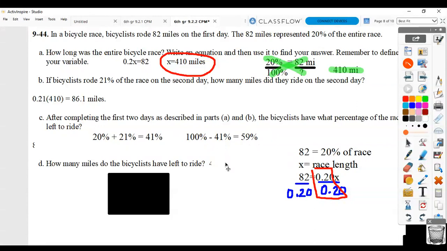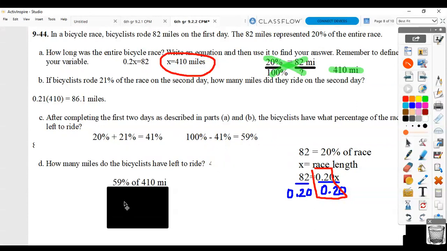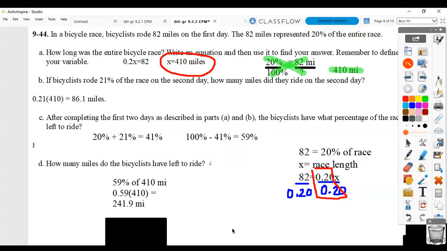And then how many miles do they have left to ride? Well, again, we want to know basically what is 59% of that entire race, 410 miles. Change the percent to a decimal. Of means multiply. So you get 241 and 9/10 miles.